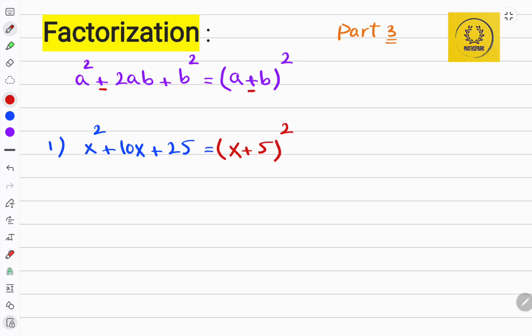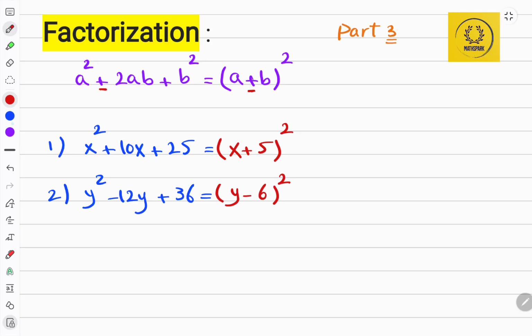And now let's jump into the second example. y squared minus 12y plus 36. The square root of y squared is y. The square root of 36 is 6. 2 times y times 6 is 12y. And the middle term is negative, so the sign with 6 is negative.